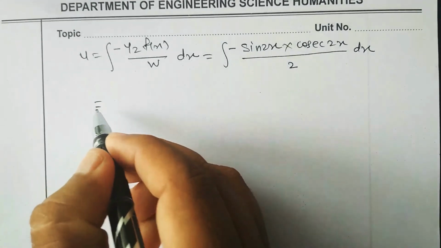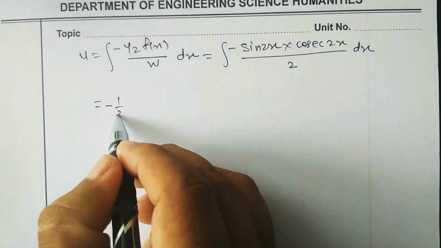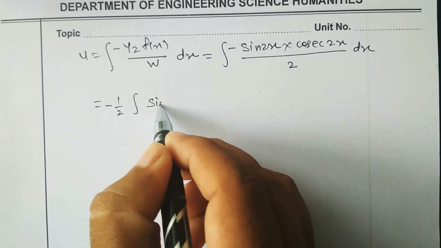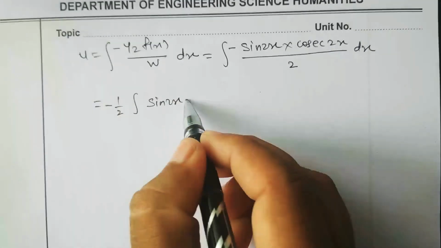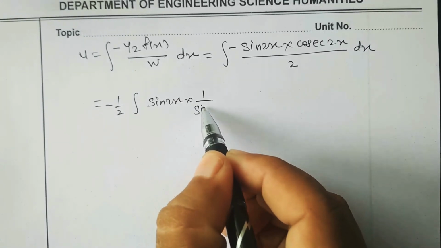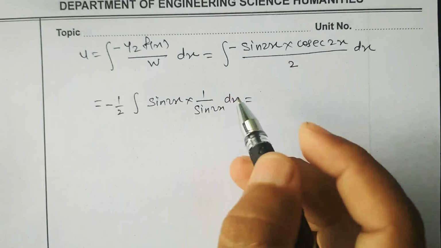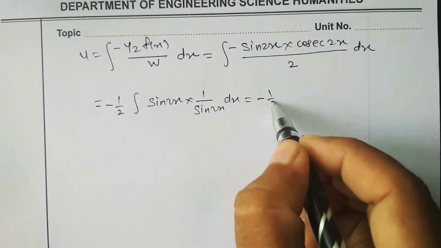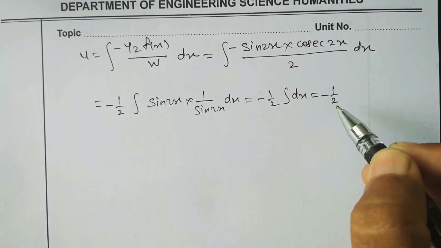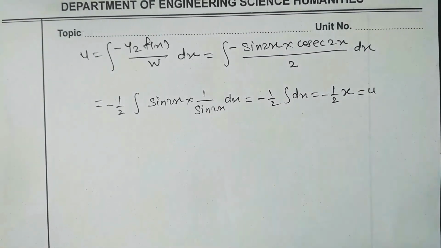Taking the minus sign outside and the denominator 2 outside, this is minus 1 by 2 integration of sin 2x into cosec 2x. Cosec can be written as 1 upon sin, so into 1 upon sin 2x dx. Now sin 2x and sin 2x cancel, and we get minus 1 by 2 integration of dx, which is minus 1 by 2 times x. So this is the value of u.